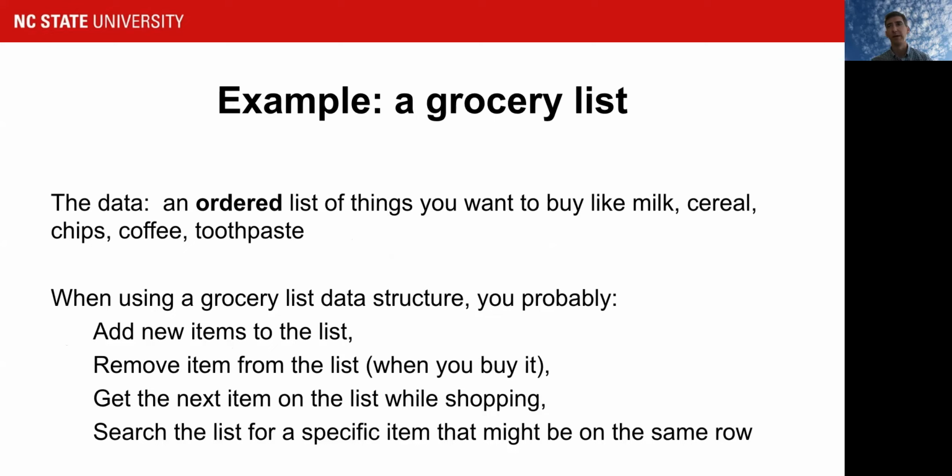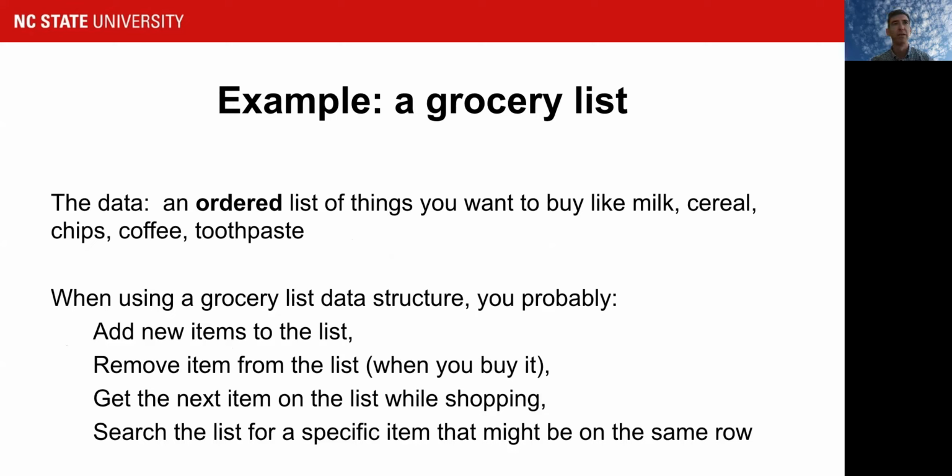So an example might be a grocery list. Being a dad and having a family, going to stores and grocery shopping is something, or at least before the pandemic, that I would do all the time. And even during the pandemic, we still had to do shopping. We just do it in a different way, right?